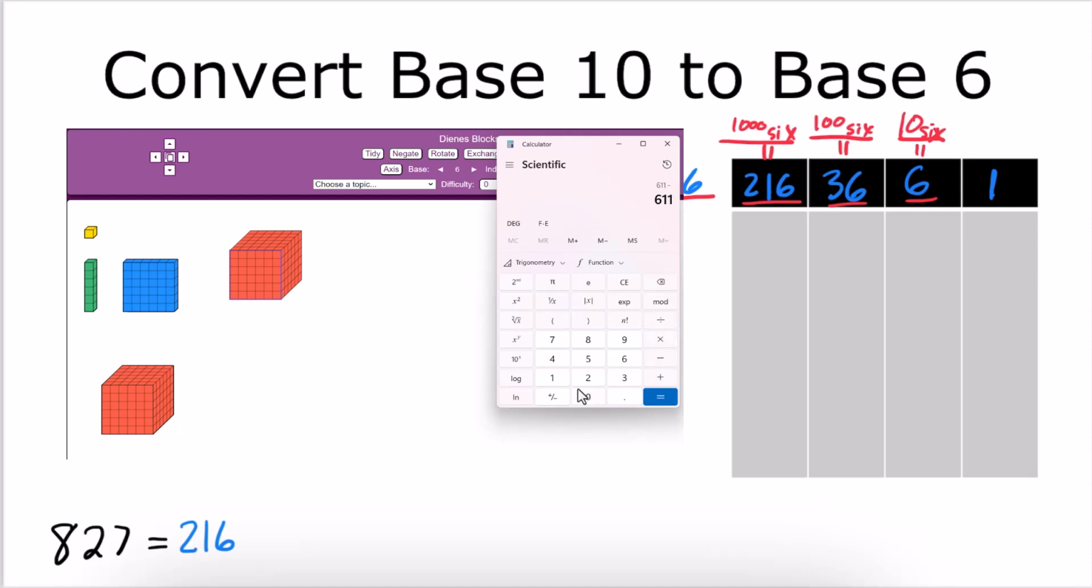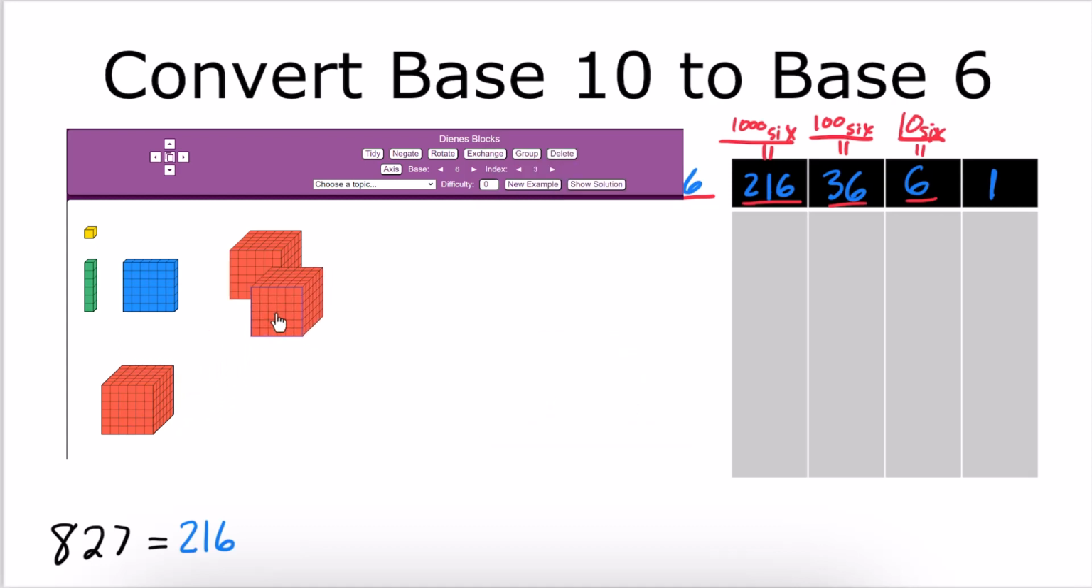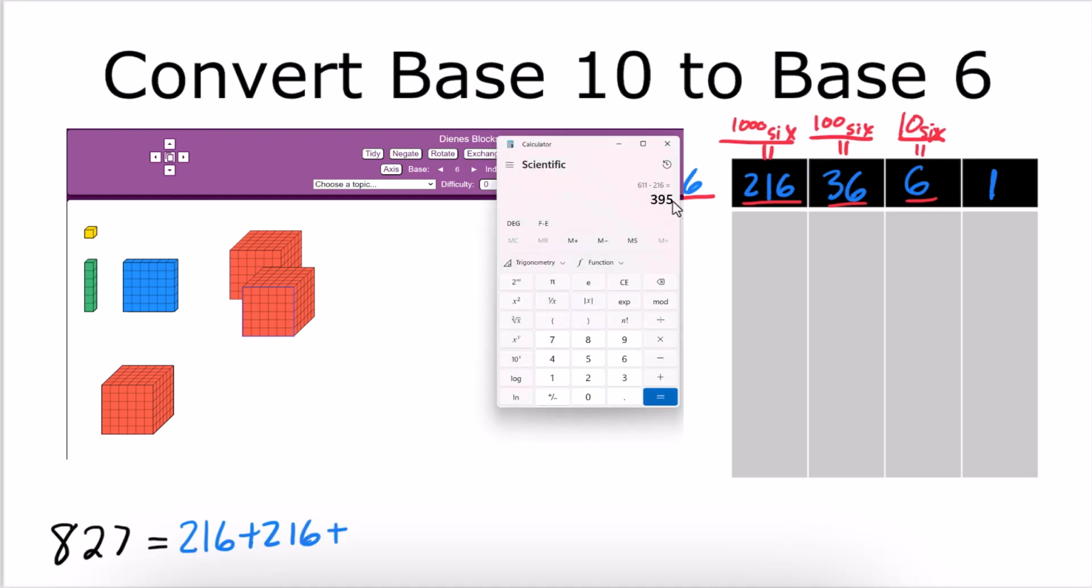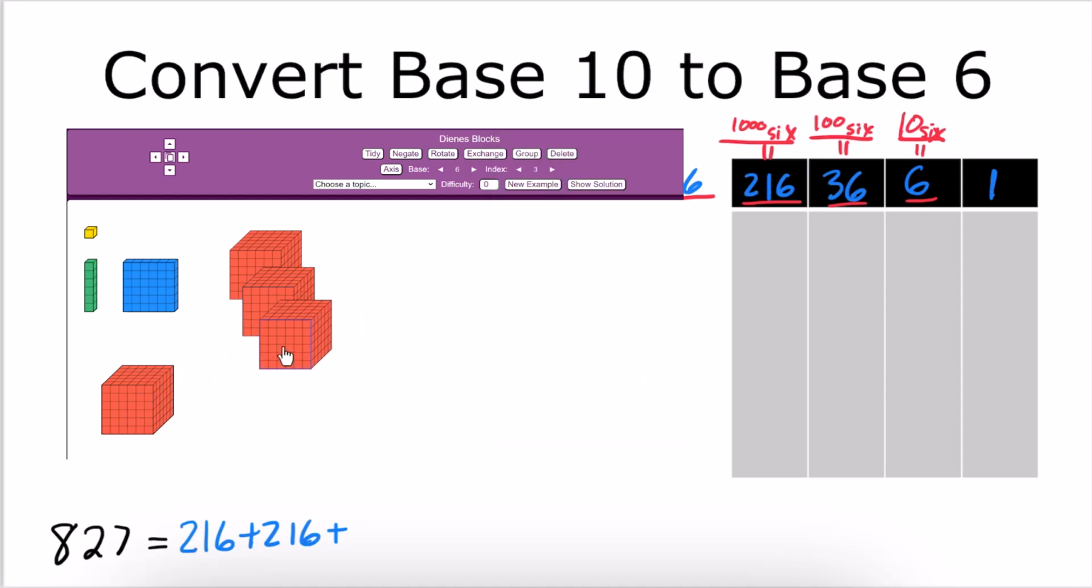So that's a big enough number that I can have another 216 block. So I'm going to represent that with this one. And I'm going to write down that 827 is equal to another 216 being added on. And I still have enough blocks that I could make yet another one. So I'm going to subtract 216 to see how many I still have left and add on this third block and record that in my number sentence.